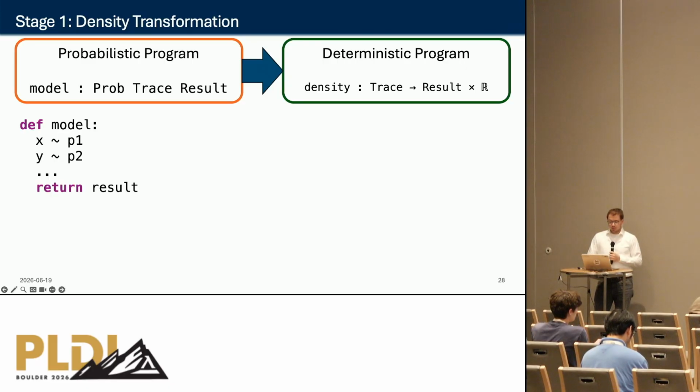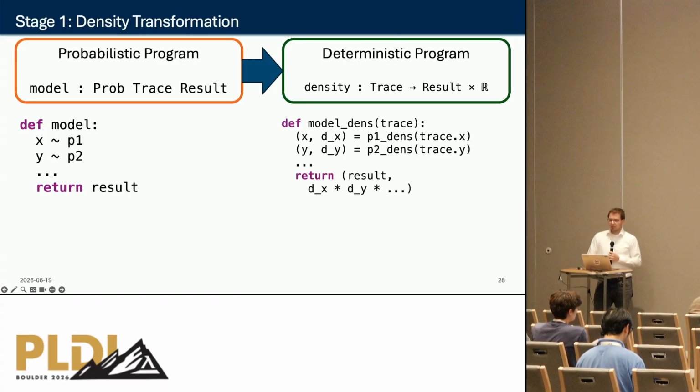For example, if we have a program sampling x and y from two distributions, the density program will take the values for x and y from the trace and compute the density of the value for that distribution. All of these subdensities are multiplied together and returned as the total density together with the result.